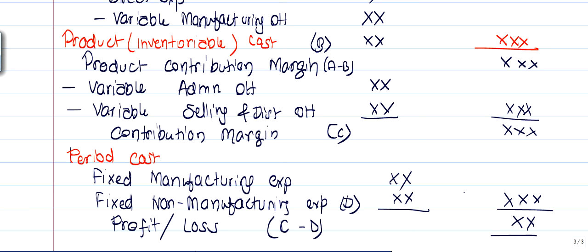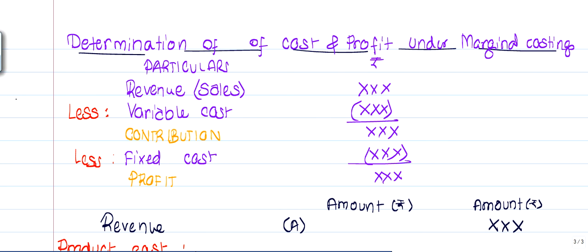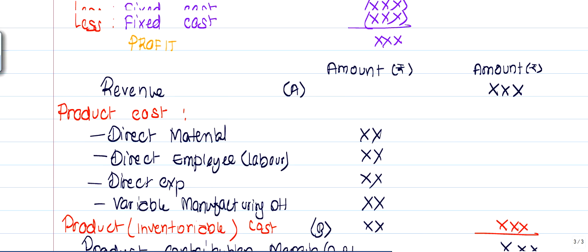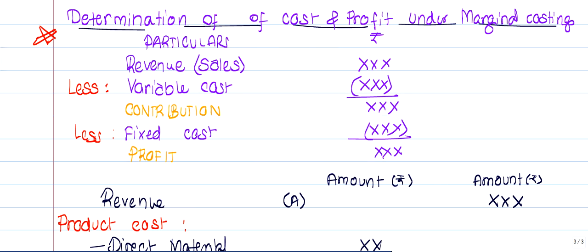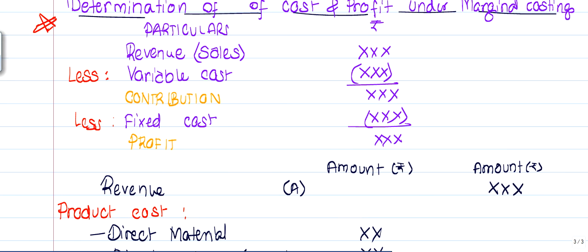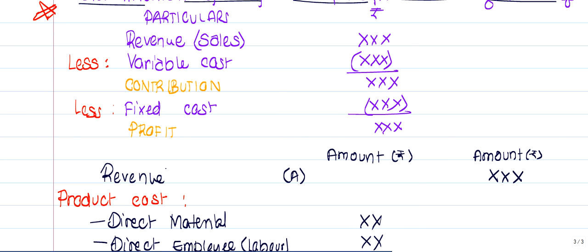This is not so very important, but you should know this format. This format is very important, star mark: revenue minus variable cost, you will get contribution; minus fixed cost, you will get profit or loss. We'll have one example.